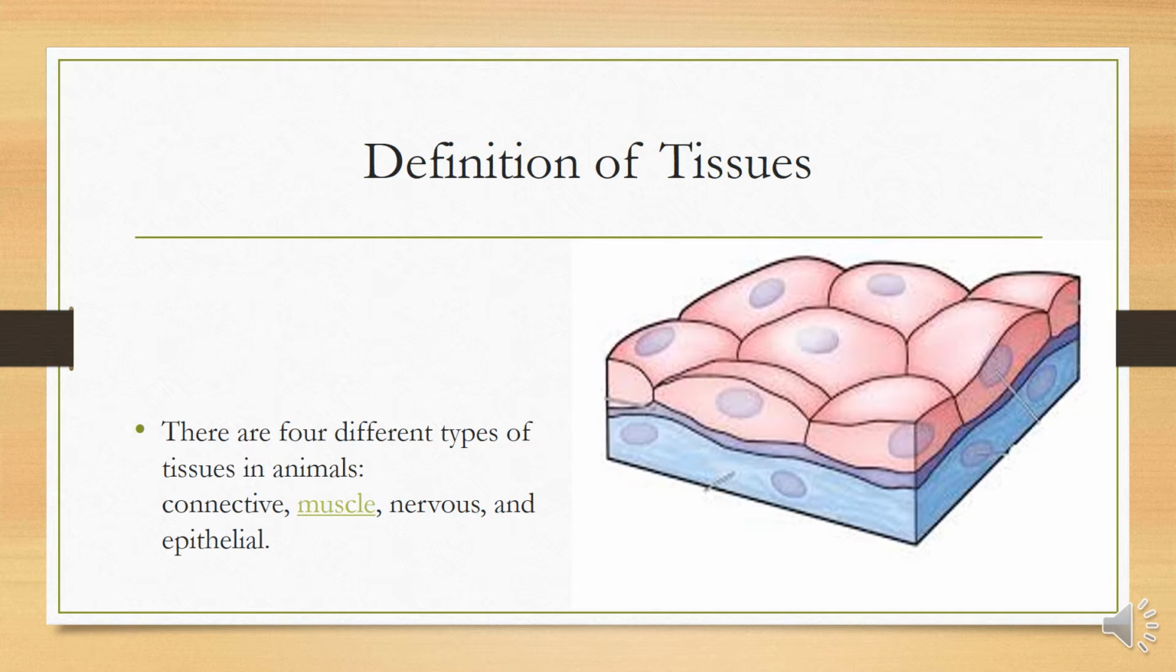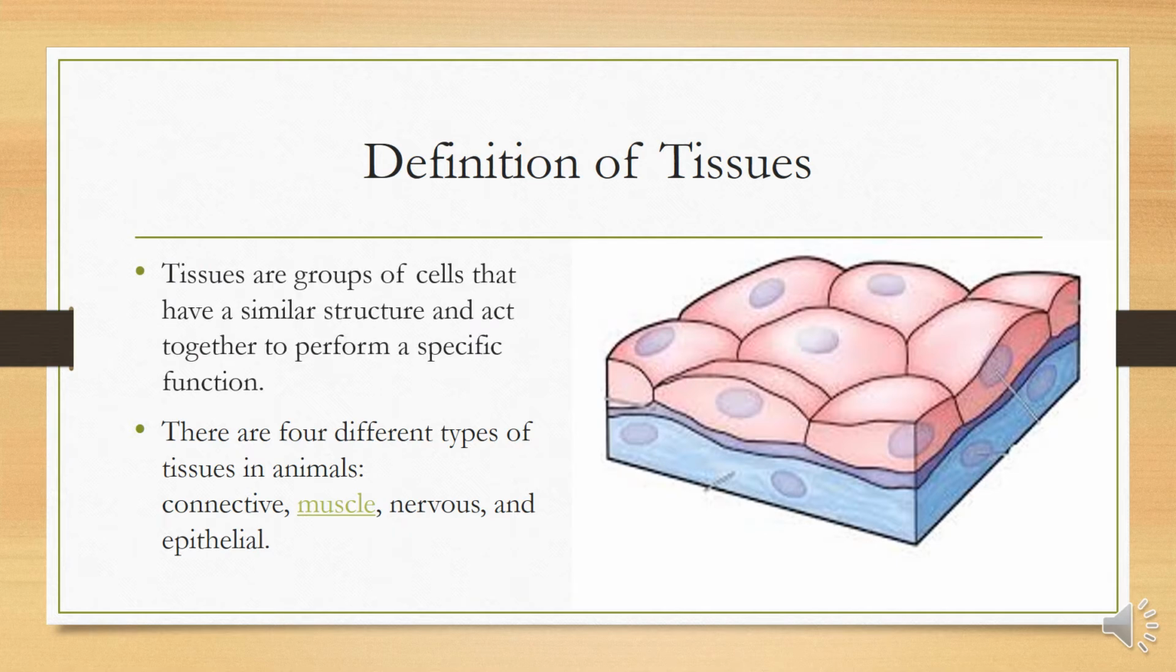To define the organs and organ systems, we must understand what tissues are. Tissues are a group of cells that have similar structure and act together to perform a specific function. So there are 4 different types of tissues in animals: connective tissues, muscles, nervous tissues, and epithelial tissues.